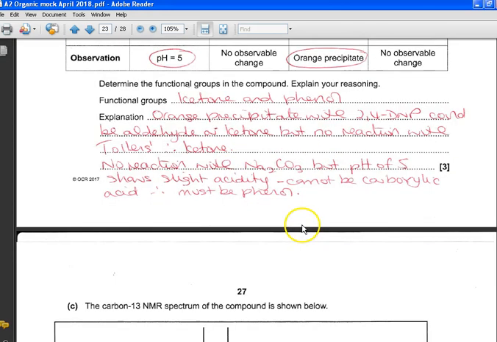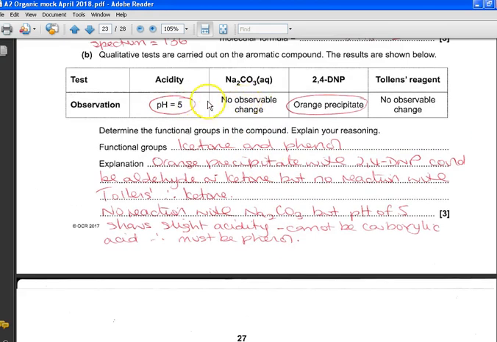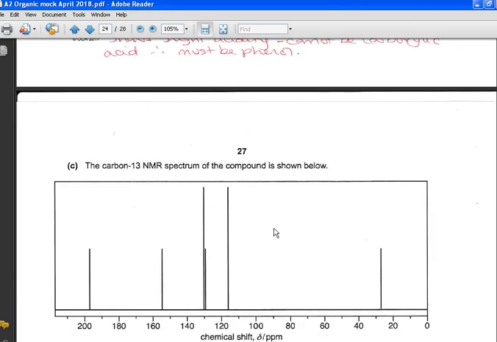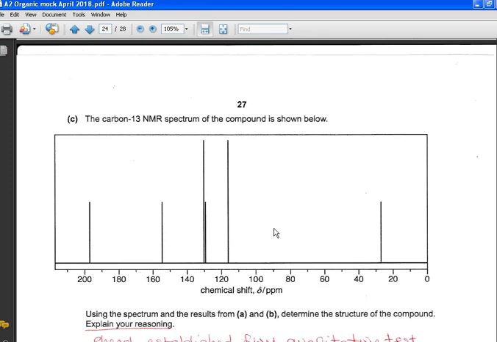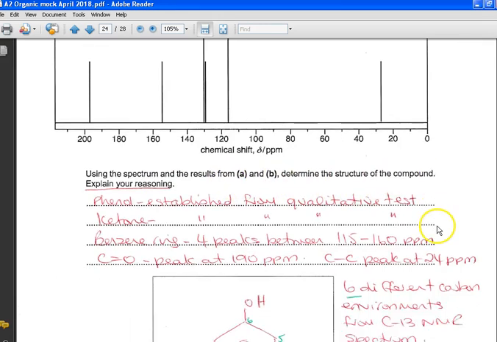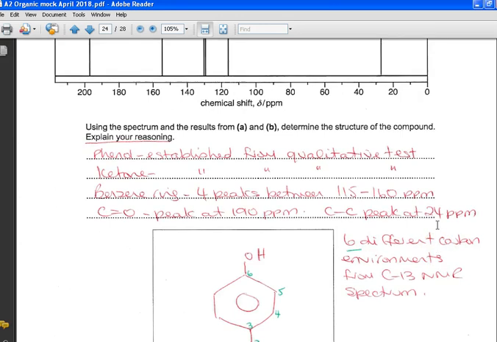And again, the reasoning is there. It can't be a carboxylic acid because there was no carbon dioxide produced, but it is slightly acidic. Then you're given the carbon 13 NMR spectrum and asked to use the spectrum and your results from A and B to determine the structure of the compound, with an explanation for your reasoning.